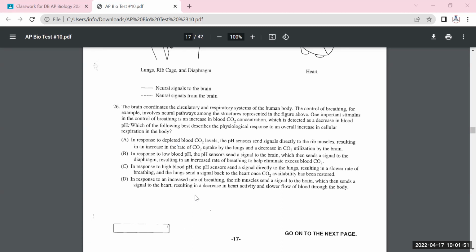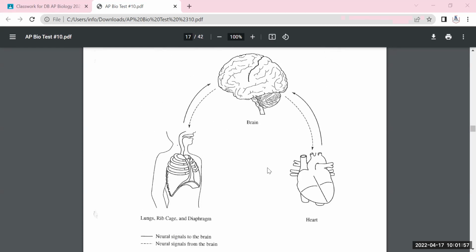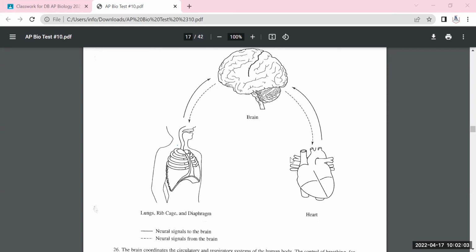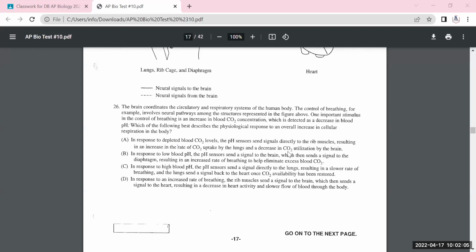Obviously, your pH sensors don't. You don't have a direct connection from your lungs, rib cage, and diaphragm to your heart, right? So A doesn't work. Not based on the image they showed us, anyways.